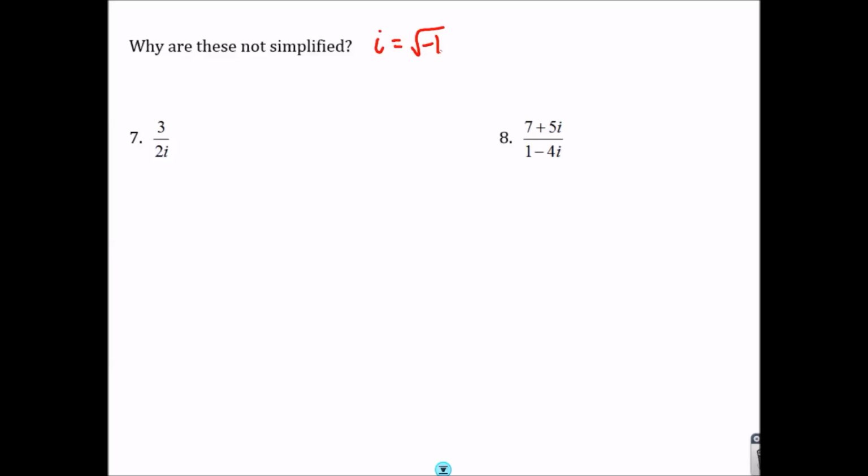We have 3 over 2i. We're allowed to have the 2 in the denominator, it's just the i that's the issue. So I'm just going to multiply both the numerator and denominator by i. That gives me 3i over 2i squared. We learned earlier this year that i squared is -1. So this equals 3i over -2. And we just discussed that generally we do not leave negatives in the denominator. So this is -3i over 2.